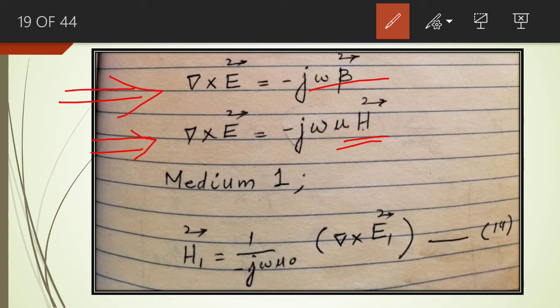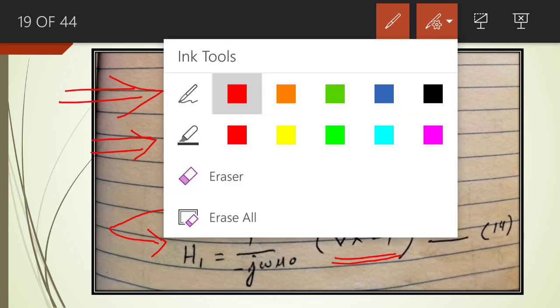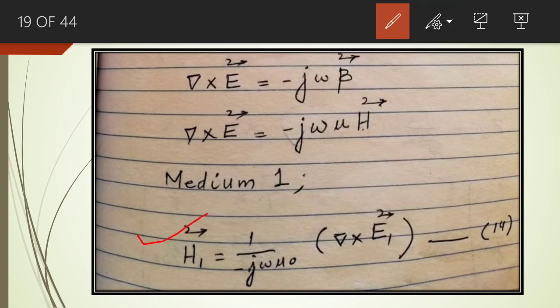So we calculate H1 with the help of this particular equation. H1 is the total magnetic field intensity of the wave in medium number 1. So the second last equation will give you H1 in medium number 1. So H1 will be equal to 1 over minus j omega mu naught, and then we have the curl of the electric field intensity in medium number 1, and the electric field intensity in medium number 1 is E1. So we can calculate the total magnetic field intensity in medium number 1 with the help of equation number 14.